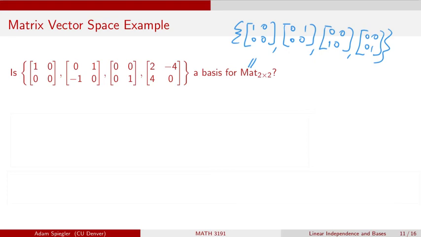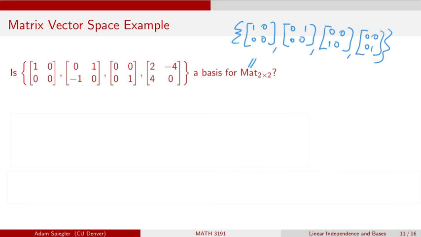Now let's consider a separate set of four matrices. Here I've got the matrix with 1, 0 in the top row and 0, 0 in the second row. That's our first vector in this set. Our second vector is the matrix with 0, 1 across the top row and minus 1, 0 across the bottom row. Vector 3 is the matrix that has a top row of 0, 0 and a bottom row of 0, 1. And the fourth and final vector in this set is the 2x2 matrix whose top row is 2, minus 4, and whose bottom row is 4, 0. We want to know, is this a basis for all 2x2 matrices?